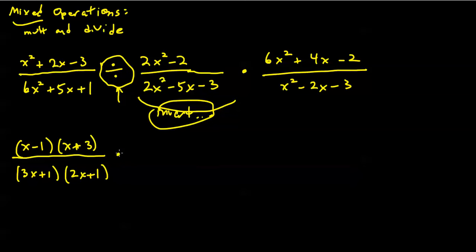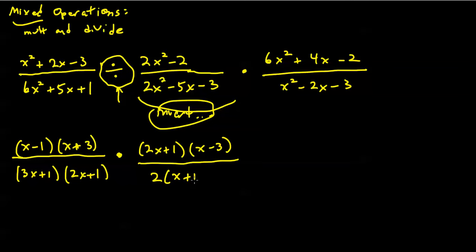Now I'm going to invert the divisor fraction in that second rational expression. I'm going to factor it at the same time. So numerator becomes denominator and denominator becomes numerator, and factoring at the same time, that denominator factors as 2x plus 1 times x minus 3, and upstairs becomes downstairs. I'll get 2 times, of course it turns into a difference of squares, x plus 1 times x minus 1.